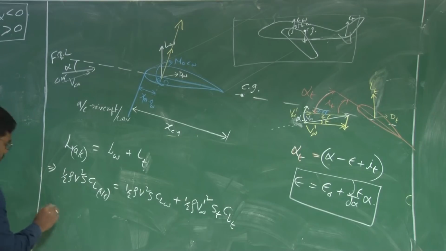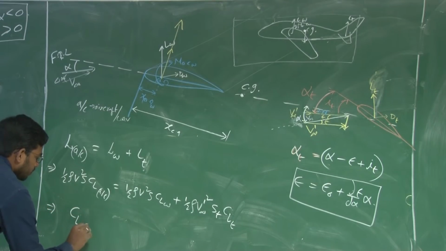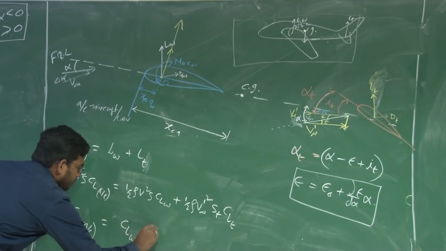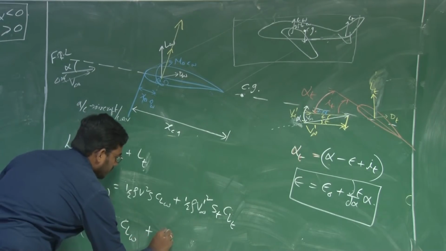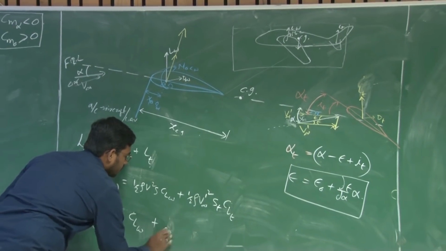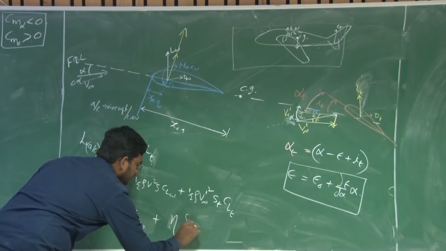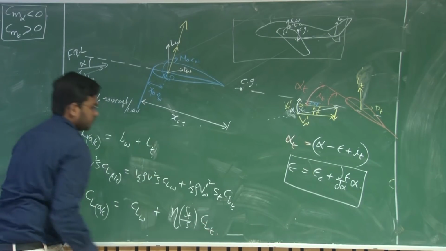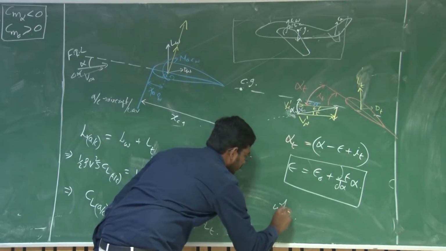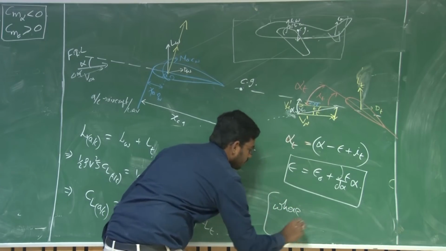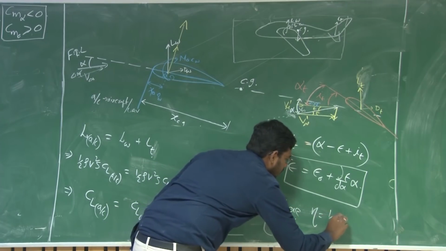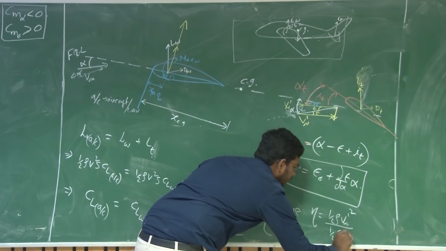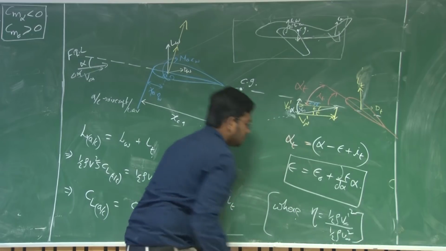Okay. So if I express the non-dimensional lift coefficient of the entire aircraft, it is equal to CL of wing plus eta S_t by S into CL of tail, where eta is equal to half rho V infinity prime square divided by half rho V infinity square. It is a tail efficiency factor.